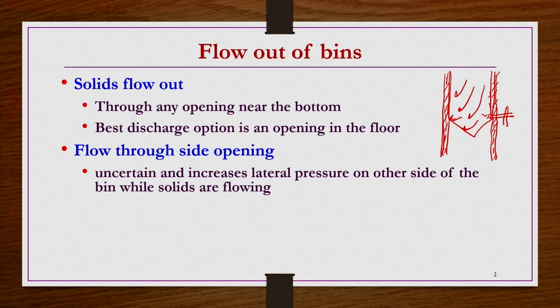So on the other side of the bin, definitely it is going to have more pressure, so that is not going to be useful anyway. So that is the reason, though it is possible to have openings in the sides, it is not preferable because of these two reasons. One is that you will not be certain about the flow rates, and another one is that the lateral pressure may be increasing on the other side of the bin while the material is flowing out.